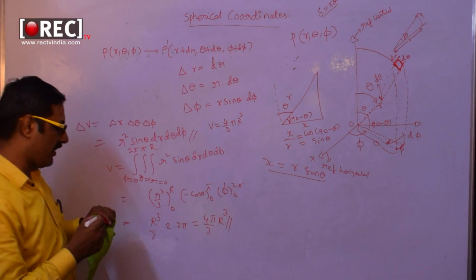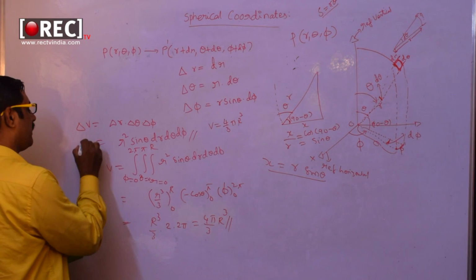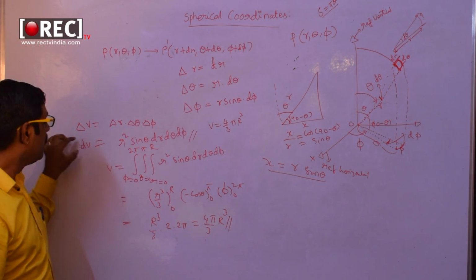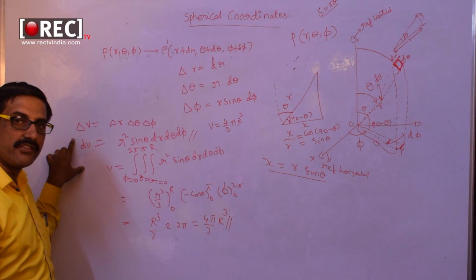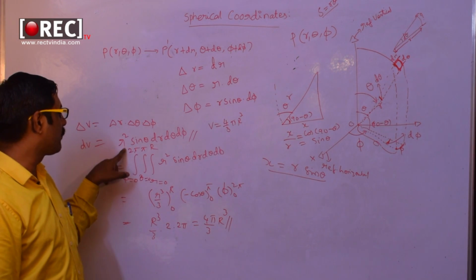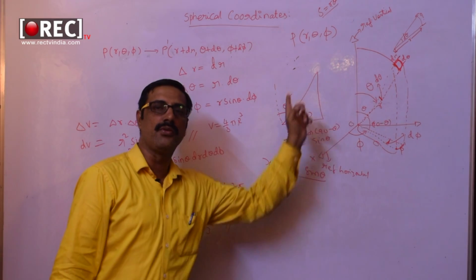So in this way we are going to determine the incremental volume dV in case of a spherical coordinate. So if anybody asks you what is the incremental volume in spherical coordinate system, you should be in a position to say within no time that it is r square sin theta dr d theta into d phi, and the derivation part of it is shown here.